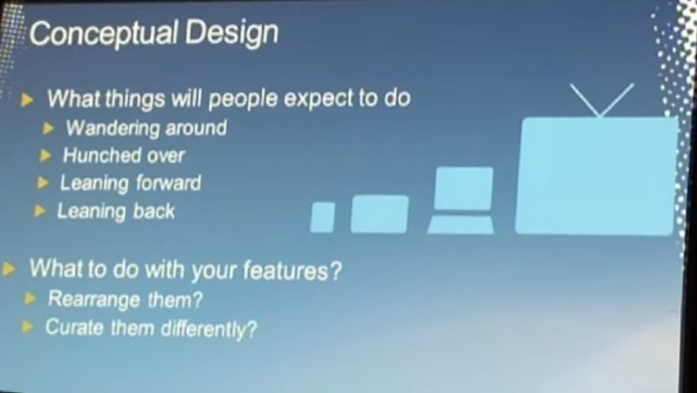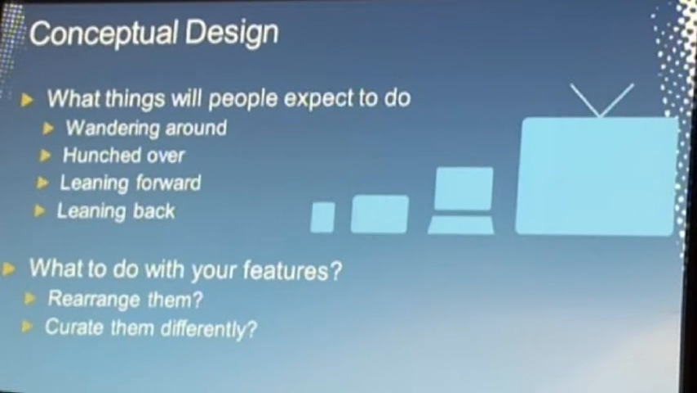Do you rearrange the features? Let's use the bank example again. You're a bank, you've got a bunch of different services that you can deliver through your website or whatever. What are you going to do with your phone experience? Are you going to take all the same content and features and rearrange them in some way to make them work better on a phone? Or are you actually going to curate them? In other words, you're going to decide which services to offer in different situations.